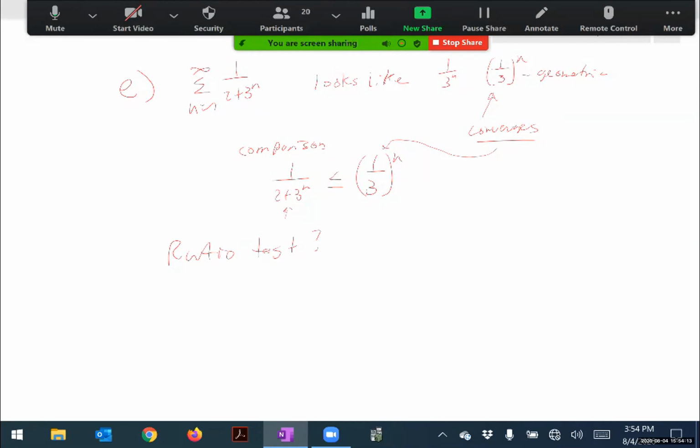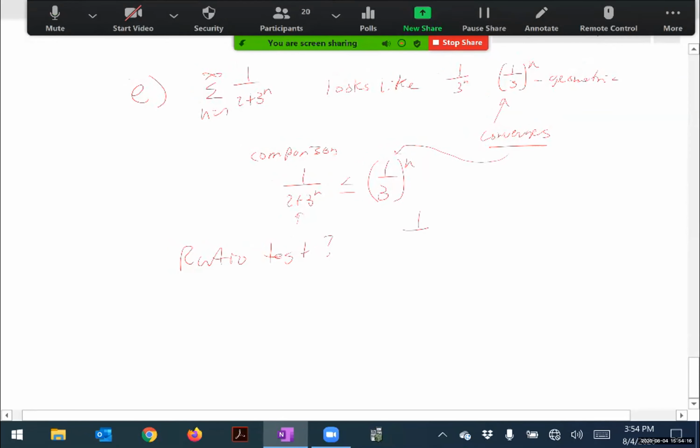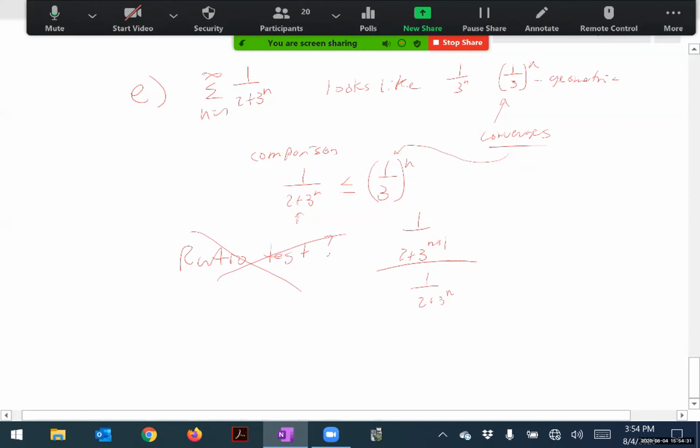Ratio test: 1 over 2 plus 3 to the n plus 1, over 1 over 2 plus 3 to the n. No, that's not going to work. It's not going to get things to cancel out that are nice. So nope, it's not going to work.